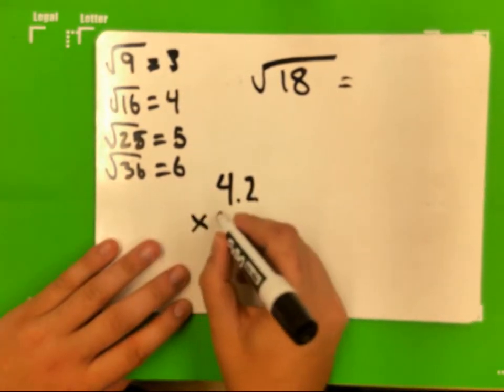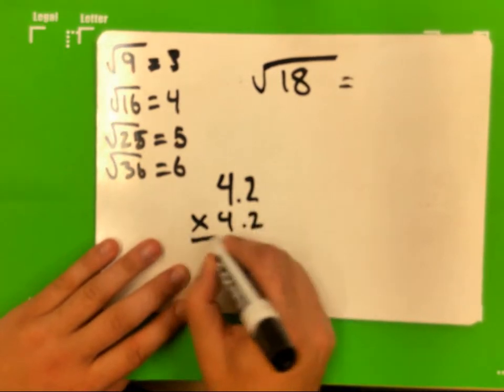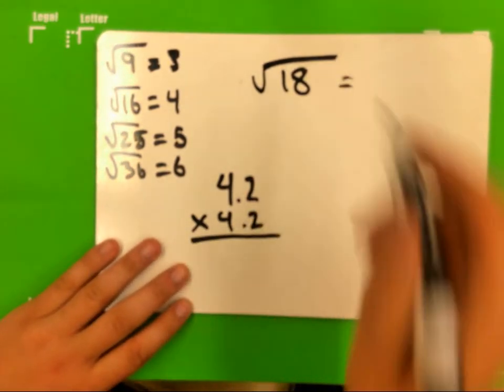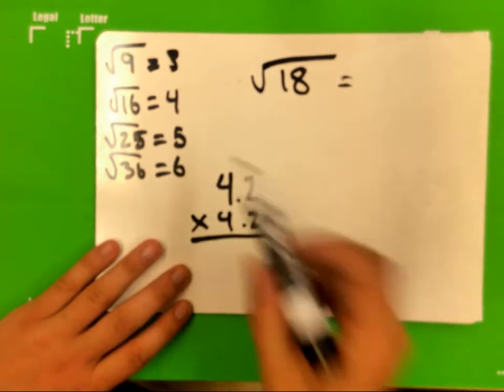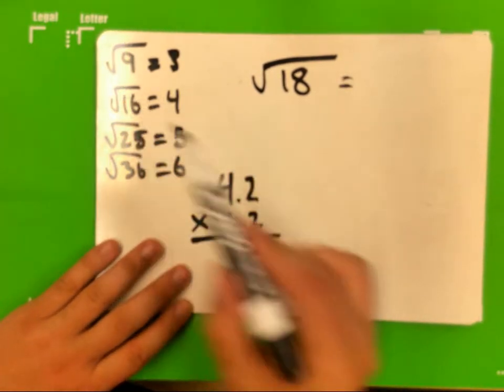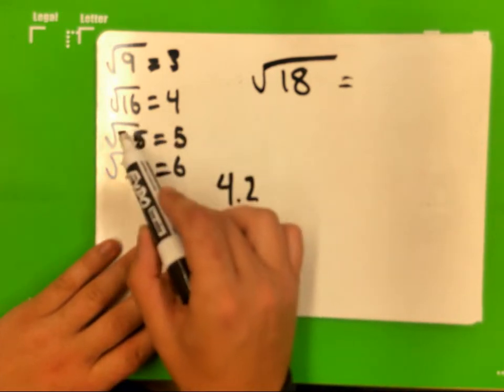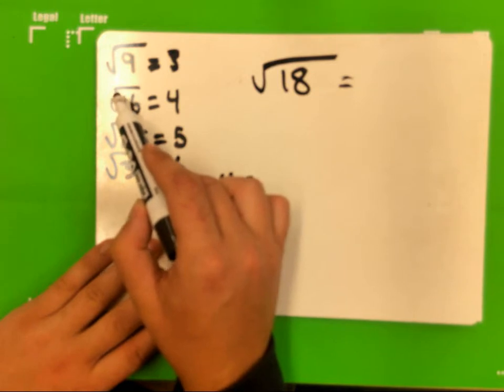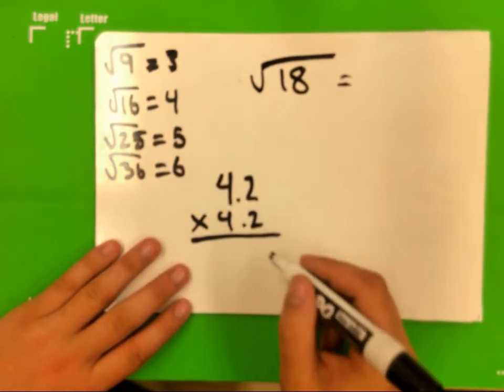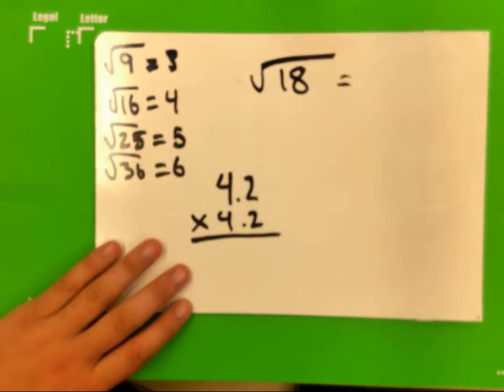I'm going to multiply 4.2 by itself, because a squared number, which is the opposite of a square root, is a number multiplied by itself. So in this case, 4 times 4 equals 16, and 5 times 5 equals 25. Therefore, the square root of 25 is 5, and the square root of 16 is 4. So here we go, 4.2 times 4.2.